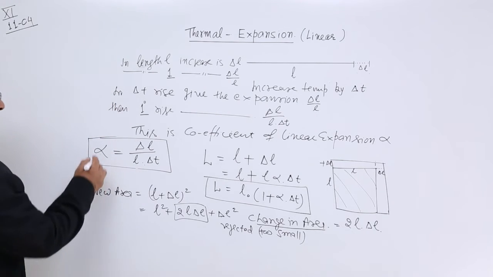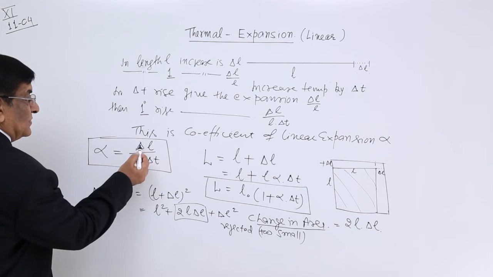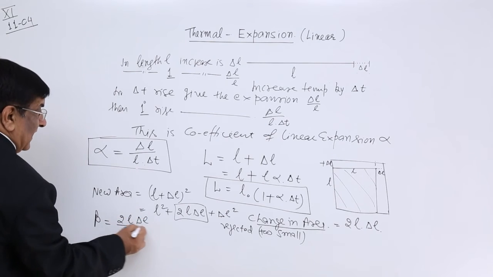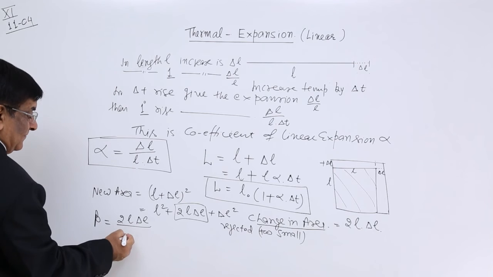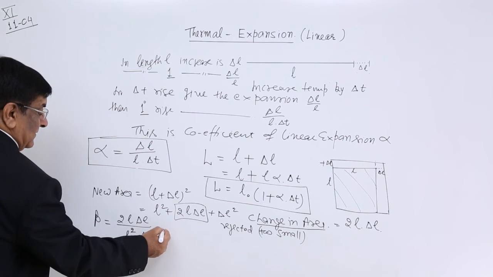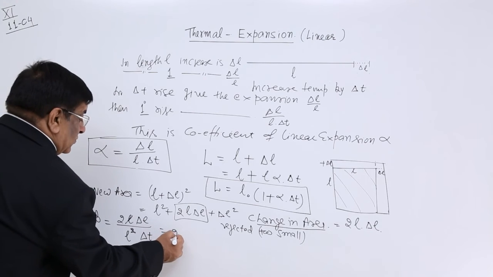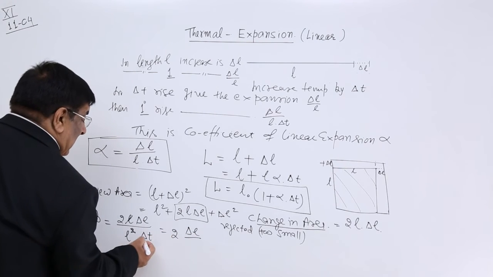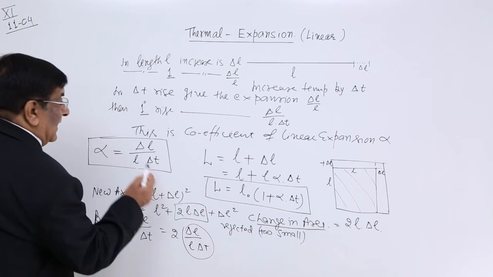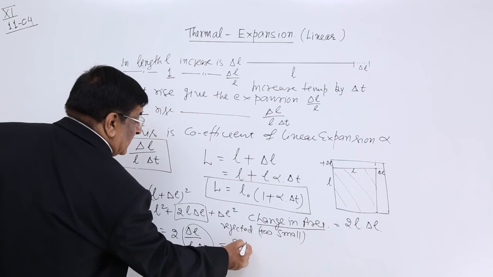So what should be the coefficient of areal expansion? Beta. Beta is change in area, 2L delta L, divided by original area L square into rise in temperature delta T. See here, one L is cancelled and this is 2 into delta L upon L into delta T. But delta L upon L into delta T is alpha. So this is equal to twice alpha.